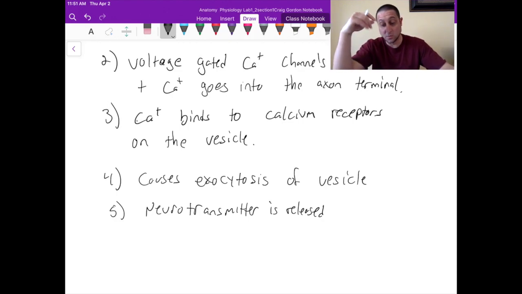That could cause an effector to be stimulated. In other words, you're going to move a muscle. It could open more potassium channels. I mean, it could do a whole slew of things here.